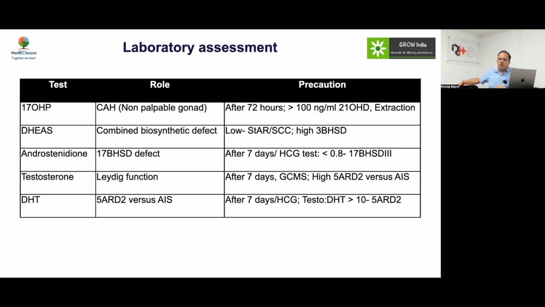DHT, the major role is 5-alpha reductase versus androgen insensitivity syndrome. And again, you do it after 7 days or HCG stimulated. Levels more than 10 for the testosterone to DHT ratio is 5-alpha reductase.